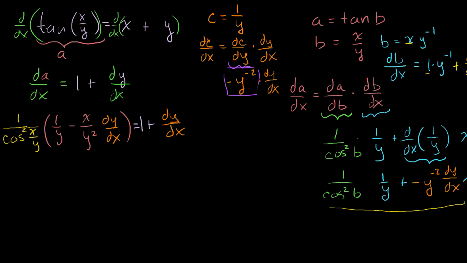So the derivative of tangent is 1 over cosine squared. So it's 1 over cosine squared of x over y. And you multiply that times the derivative of x over y with respect to x. And the derivative of x over y with respect to x, it gets complicated, that's why it's good to do it on the side here.